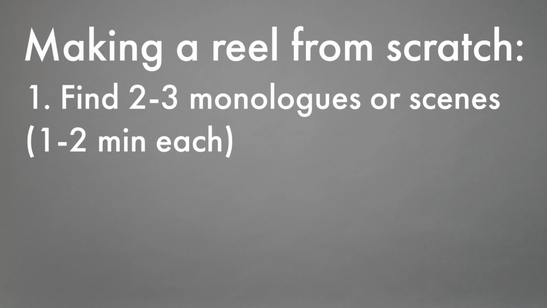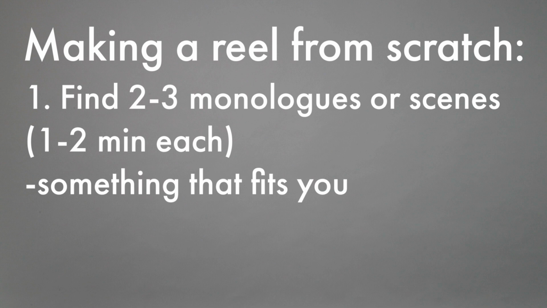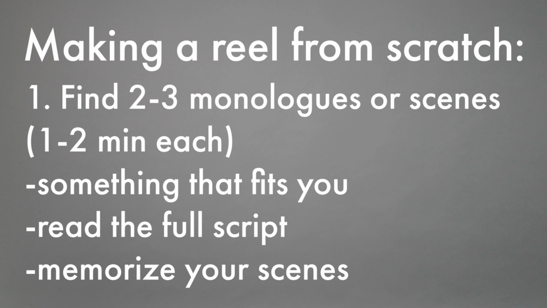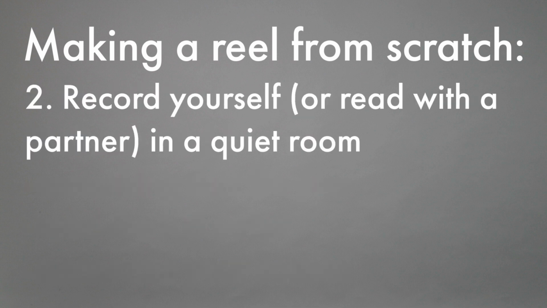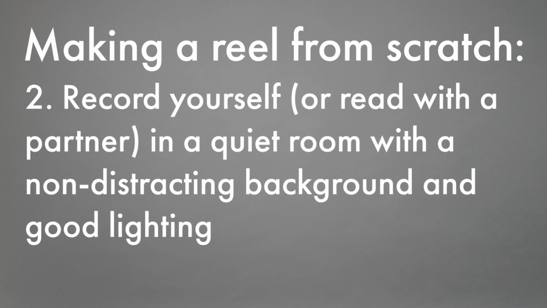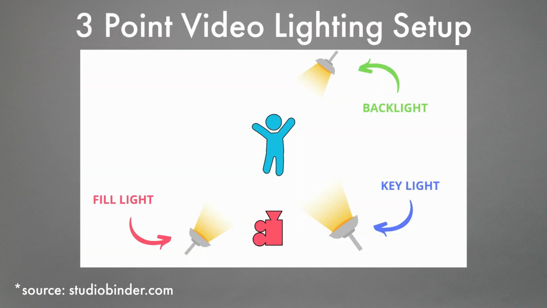Find 2 or 3 monologues or short scenes. They should each be about a minute in length. Also, the scenes should be something that you can realistically play. Be sure to read each of the full scripts that the scenes are from. Then, memorize your scenes. Once you have your scenes memorized, record yourself in a quiet room on a non-distracting background and with good lighting. Try to use a 3-point lighting setup if you can.